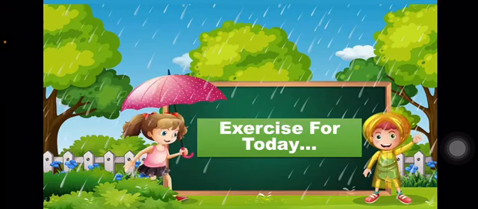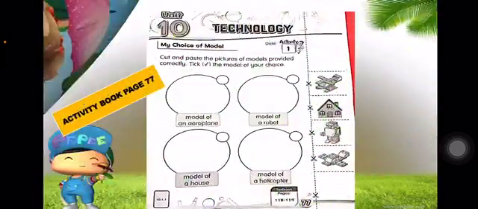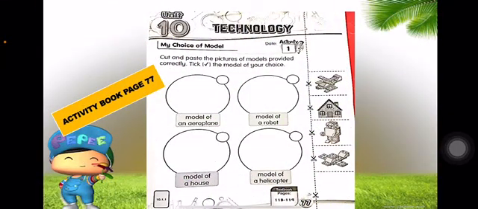Okay, hope you understand what the teacher explained to you just now. So let's go to see our exercise for today. Okay, today you have to do page 77 from the activity book. Here you have to cut and paste the picture of models provided, and tick the correct one for the model of your choice. Okay, here you cut and paste in the circle.